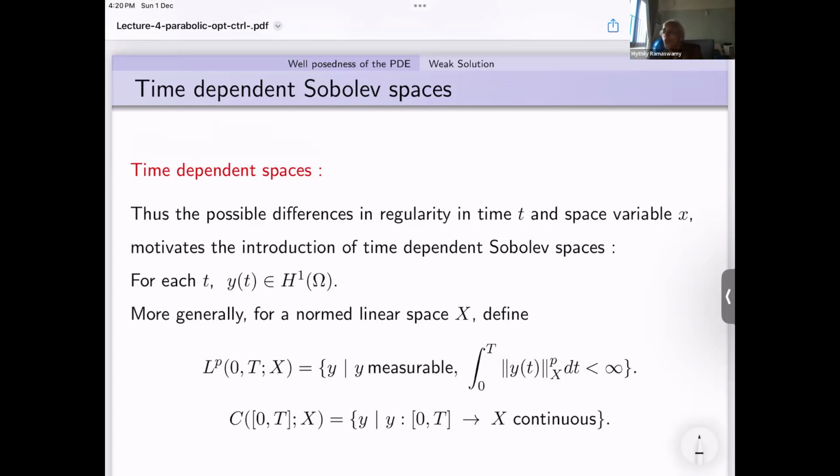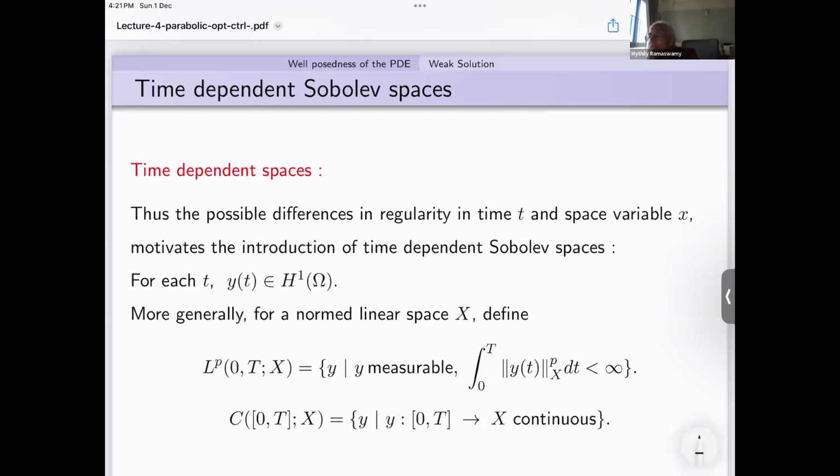So I have to view for each t, the element y(t) to be a vector in the function space H1 of omega. So you see already it has different integrability condition in time and in space. So L^p of (0,T; X), I'll be always using only L2 of (0,T; X), but anyway, L^p can be defined for at least 1 to infinity. For infinity, it will have to be defined differently.